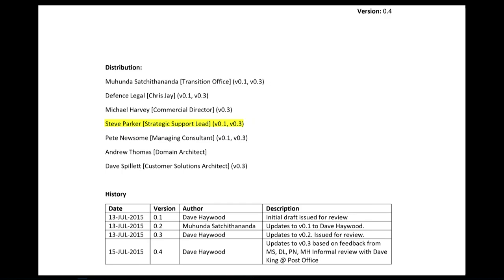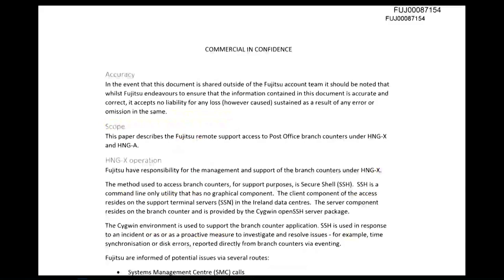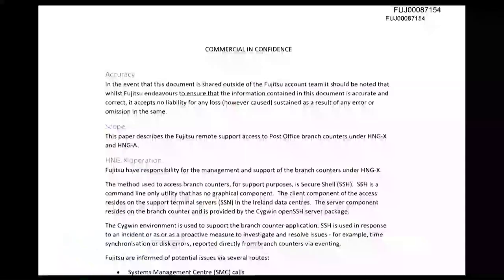Anyway, if we go over the page, please. The document says, in the event this document is shared outside Fujitsu, it should be noticed that whilst Fujitsu endeavours to ensure that the information is accurate, it accepts no liability. It sets out the scope as being remote support access to branch post office counters under both Horizon Online and Legacy Horizon. Is that correct? Yes. And it starts with HNGX.